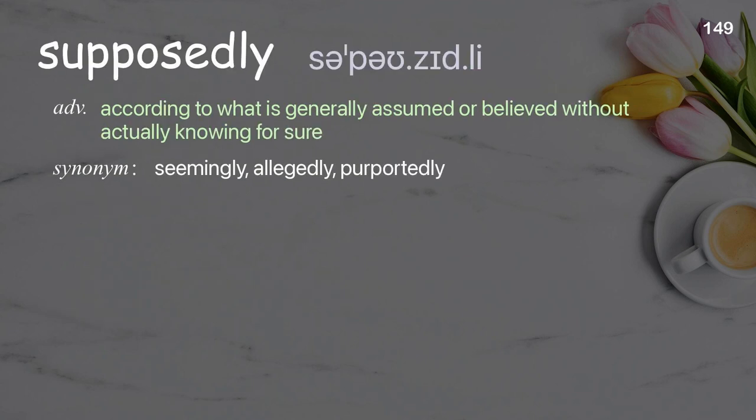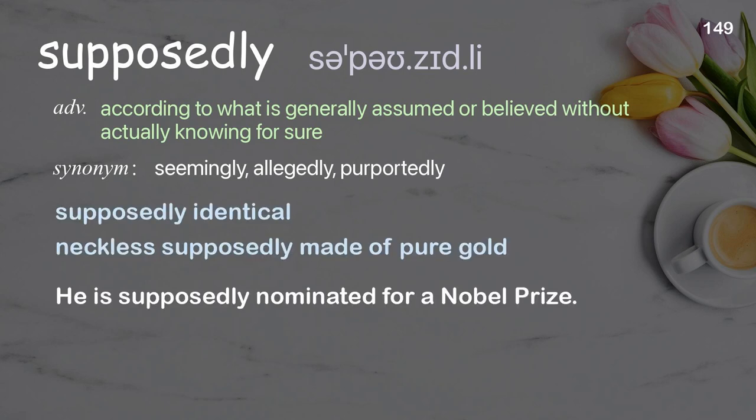Supposedly. According to what is generally assumed or believed without actually knowing for sure. Examples: supposedly identical, necklace supposedly made of pure gold. He is supposedly nominated for a Nobel Prize.